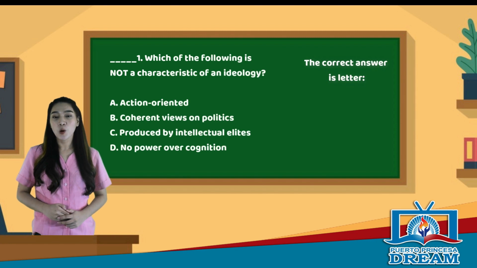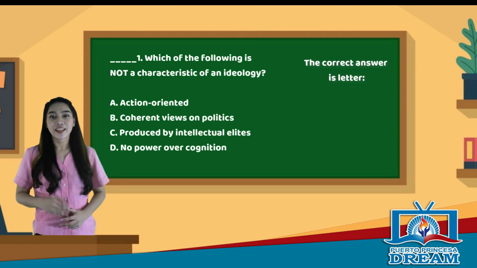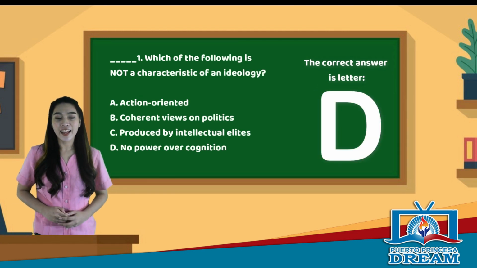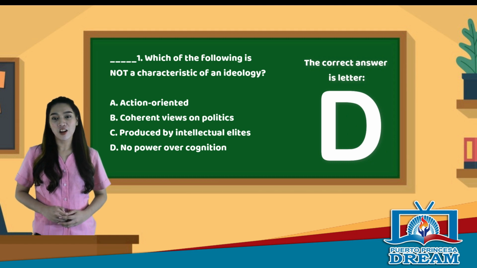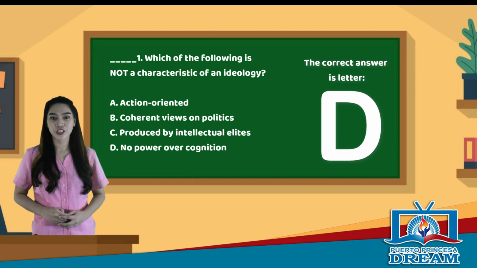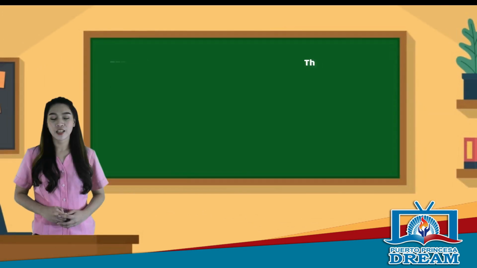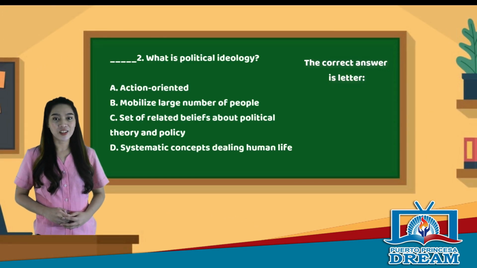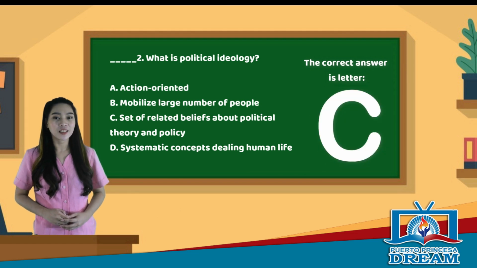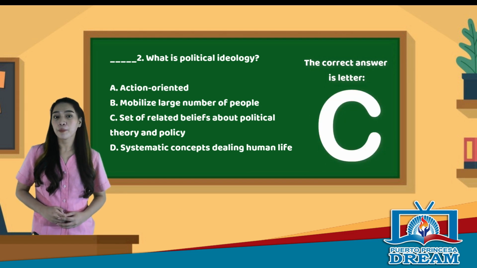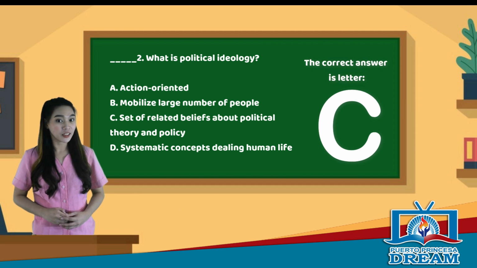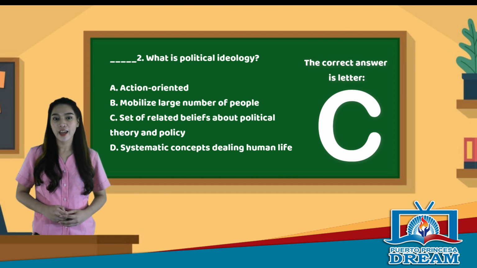For number 1, who answered letter D? Yes, very good. The correct answer is letter D, because an ideology must have a power over cognition. Number 2, what's your answer? Good job! The correct answer is letter C, political ideology. Again, a political ideology is a set of related beliefs about political theory and policy held by an individual, group of individuals, or a particular social class.